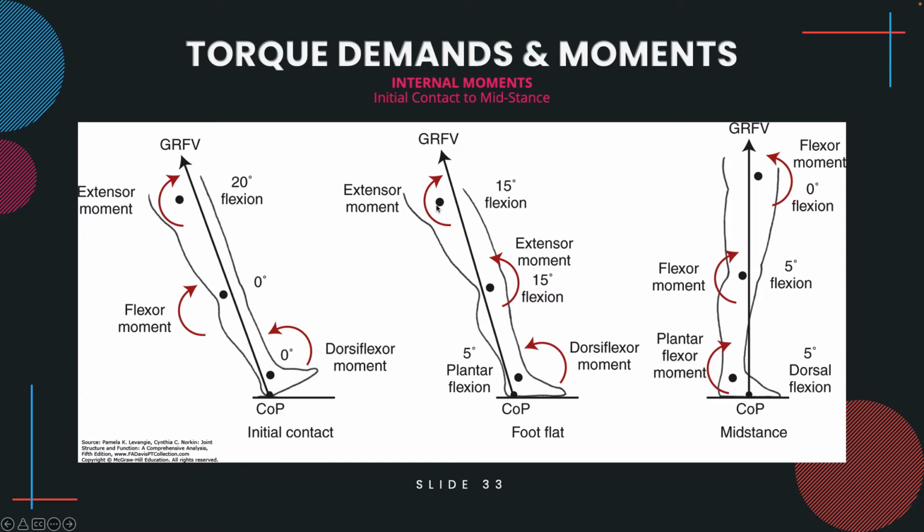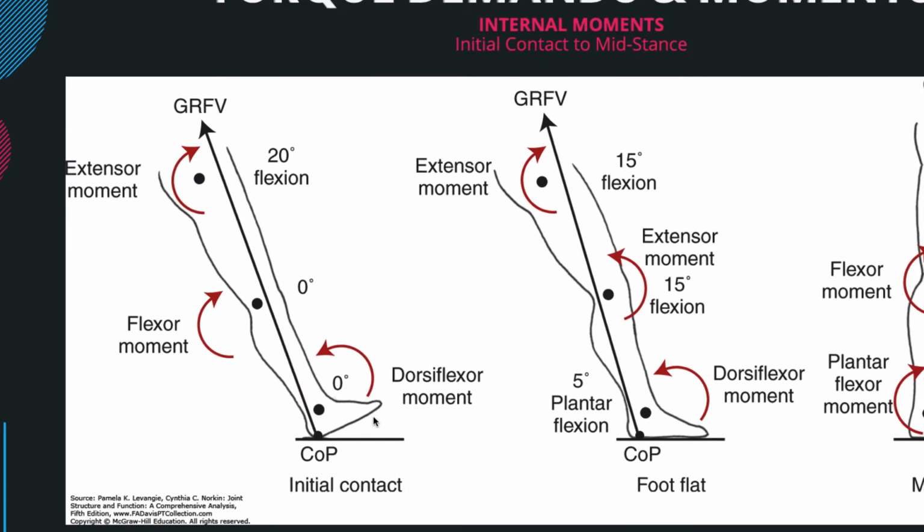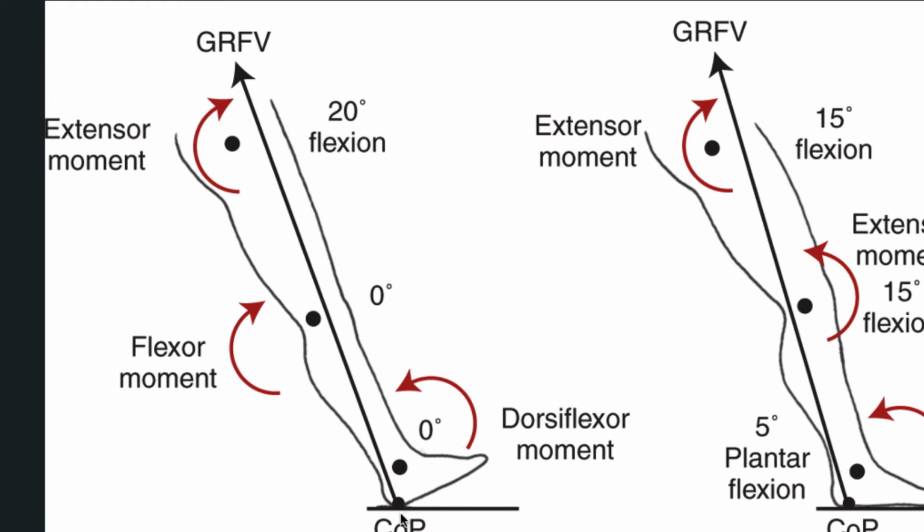And so let's start here at initial contact. Our ground reaction force vector comes posterior to the ankle. And so this line would be pushing the ankle into plantar flexion. So your dorsiflexors come on to help slow your initial contact into loading response to be able to help with that shock absorption.